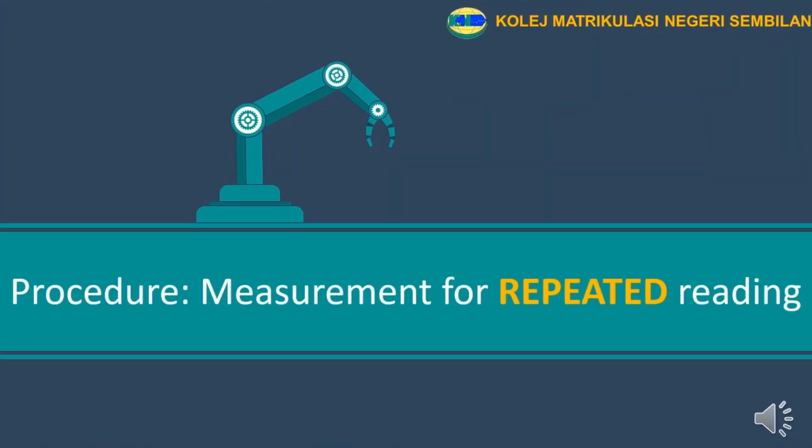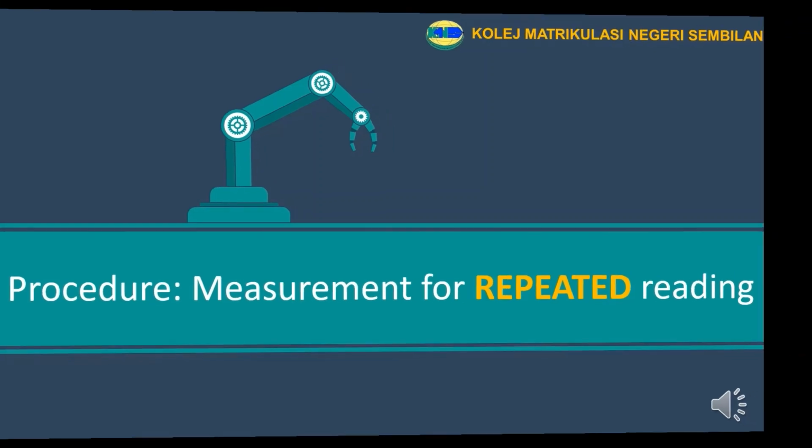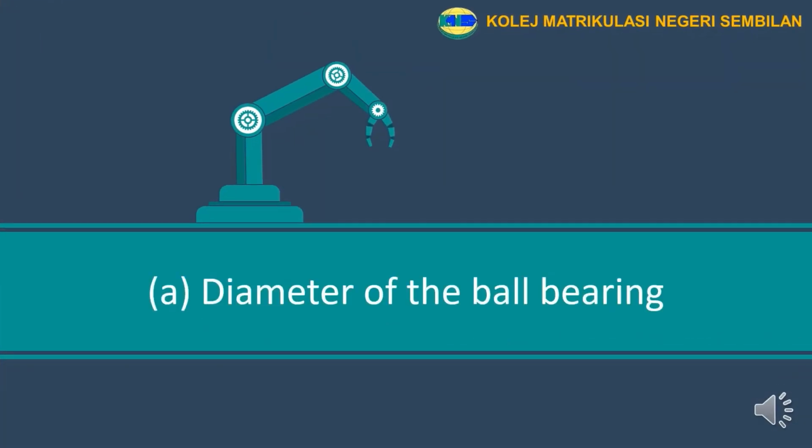The second type of reading is repeated reading. Repeated reading means we take the measurement a few times. In this experiment, repeated reading is used to measure the diameter of the ball bearing.